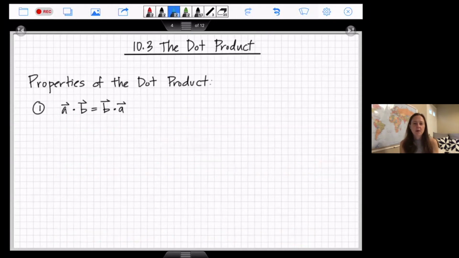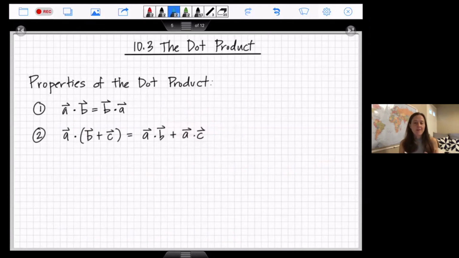So our first property of the dot product is that it doesn't matter which order you do it in. Okay, so A dot B is the same thing as B dot A. You know, if I do 1, 2, dot 3, 4, that's going to give me the same result as if I do the 3, 4 first and the 1, 2 second, okay? Because all you're doing is multiplying, which can happen in either order, and adding after you're done.